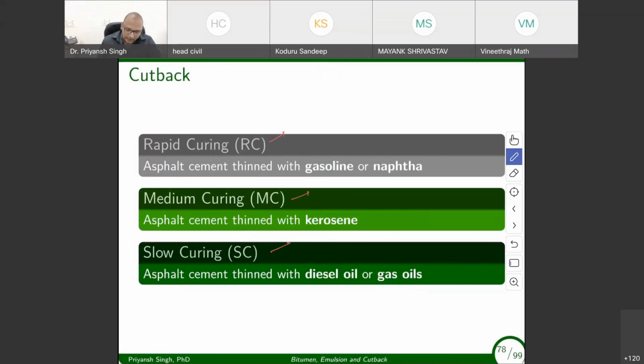When you have asphalt cement thinned with gasoline or naphtha, you will get rapid curing cutback, because the rate of evaporation in case of this light fraction oil will be high. If you use kerosene, which is relatively thicker than gasoline and naphtha, you will get a medium curing cutback. If you use a heavier oil, that is diesel or gas oil, here the rate of evaporation will be slow as compared to kerosene and gasoline.